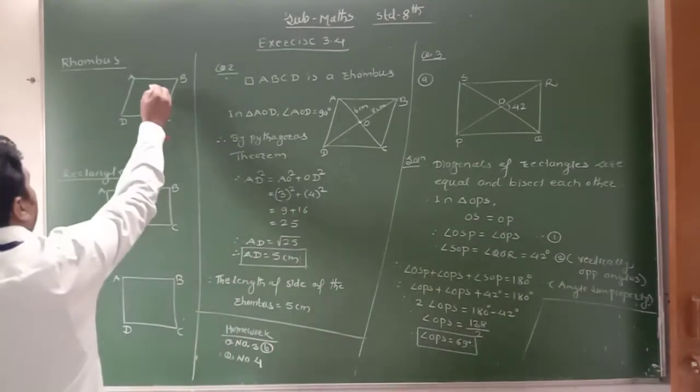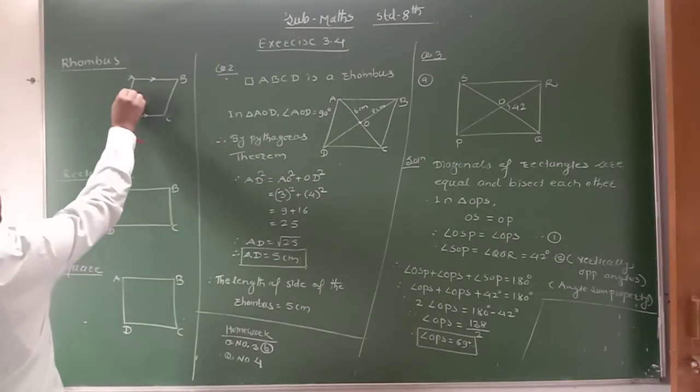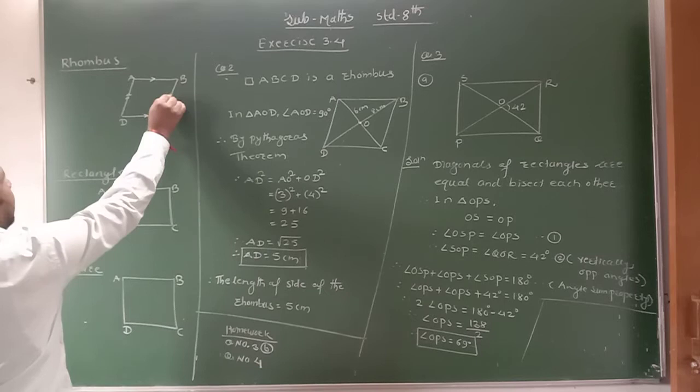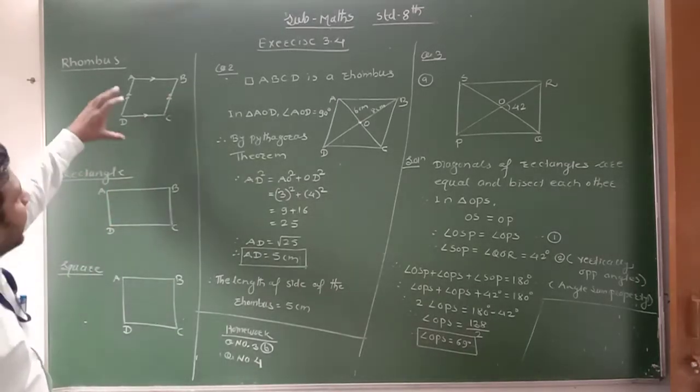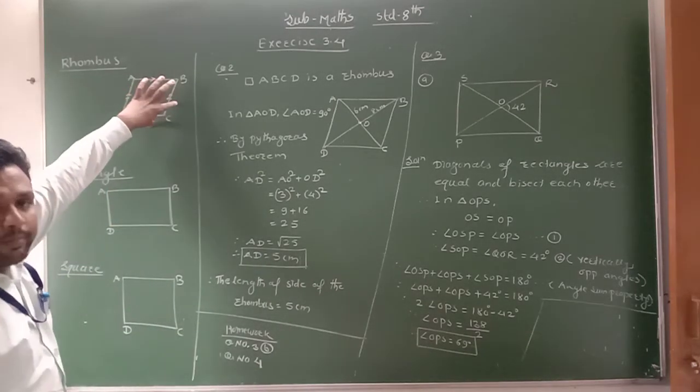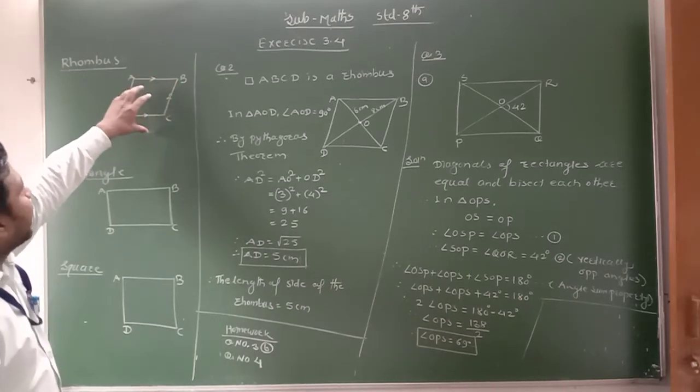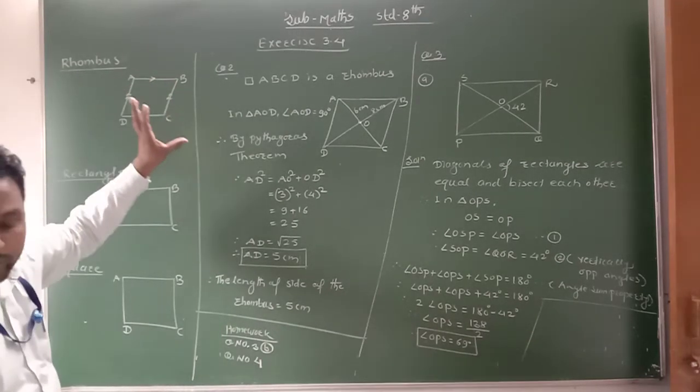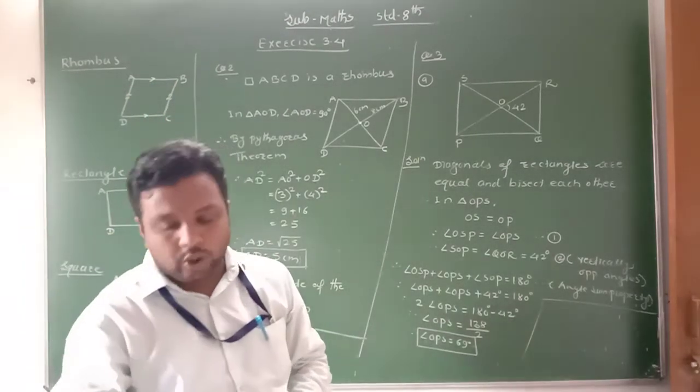Parallelogram in which? Parallelogram means what? Its opposite side pairs are parallel. Okay. The parallelogram in which adjacent side pairs are equal, then that parallelogram is called a rhombus. Now what are the properties of the rhombus?